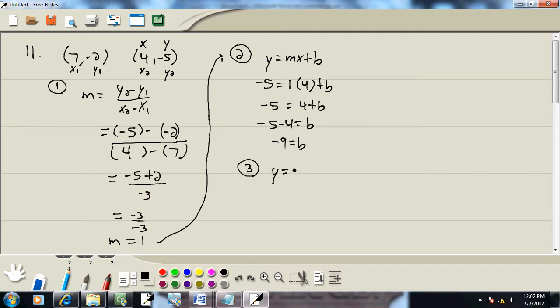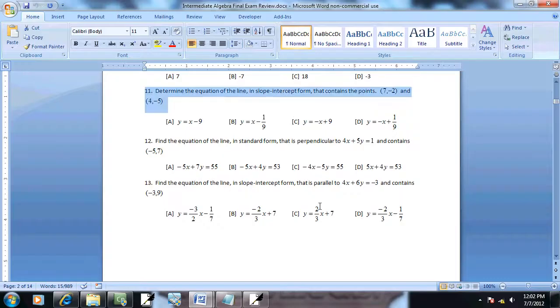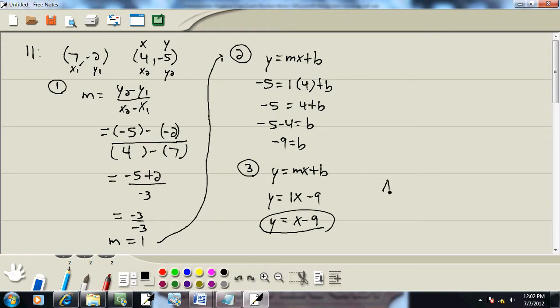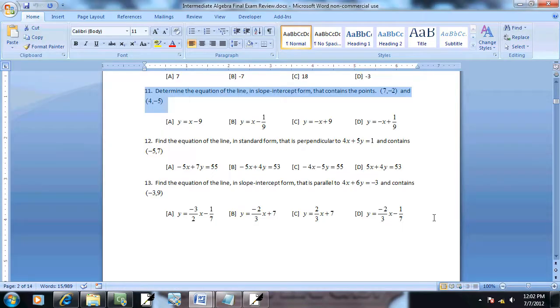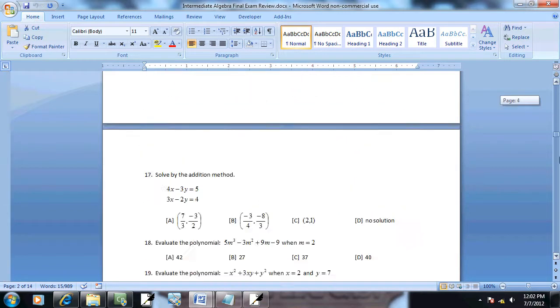Now our third step was to write our answer down, because they were asking for the equation of the line. Well, m we just found was 1, so plug that in. b was -9, so plug that in. So our answer is y is equal to x minus 9. Looks like A would be your answer. So let's check that. 11A.